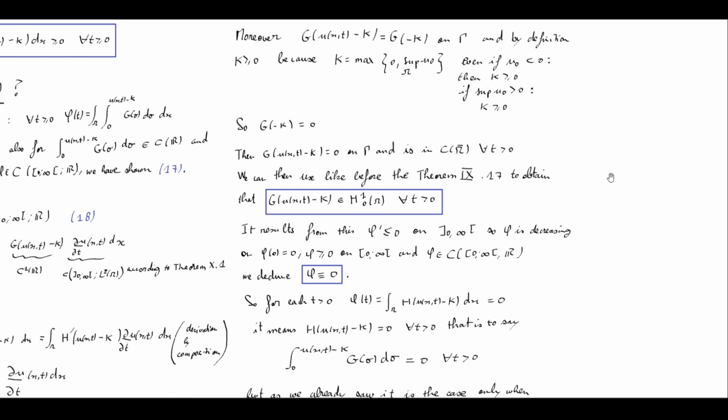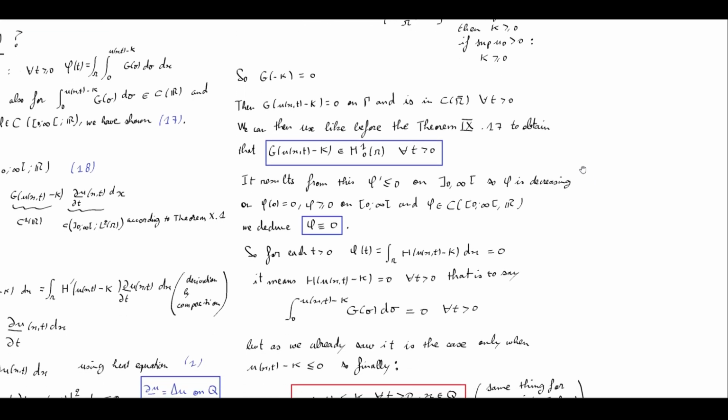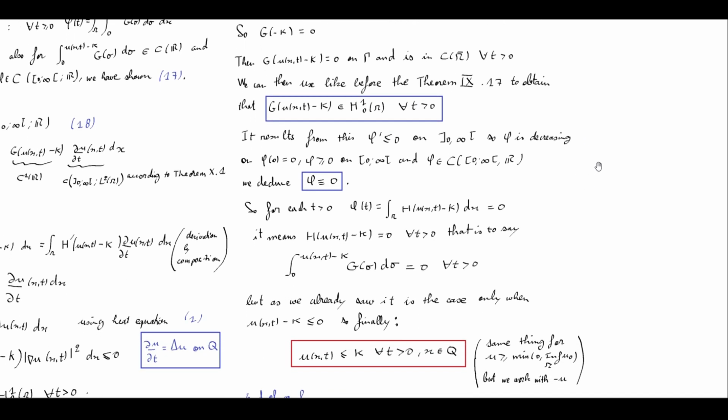It results from this that phi prime is negative or equal to 0 on (0, infinity), so phi is decreasing and phi(0) equals 0. It is decreasing and phi(0) equals 0, so phi is greater or equal to 0 on (0, infinity), and phi is continuous from (0, infinity) to R. We deduce that phi is equal to 0 everywhere. So for each t strictly positive, phi(t) equals the integral on omega of h(u(x,t) - k) dx equals 0.